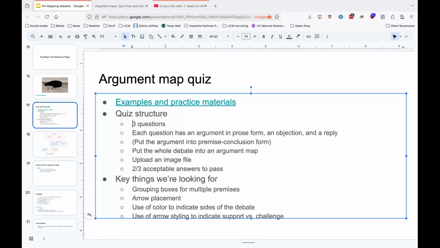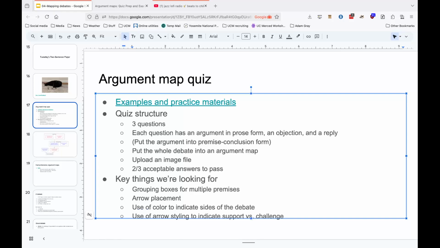When you're finished with that, upload an image file. Remember that this needs to be legible, whether it's Polyphony or I who grade it. We need to be able to read it, and we will ask you to redo it if we can't read your argument map. And you need 2 out of 3 maps to qualify as acceptable to pass the quiz. This is intended, again, to be pretty straightforward, not a big challenge.